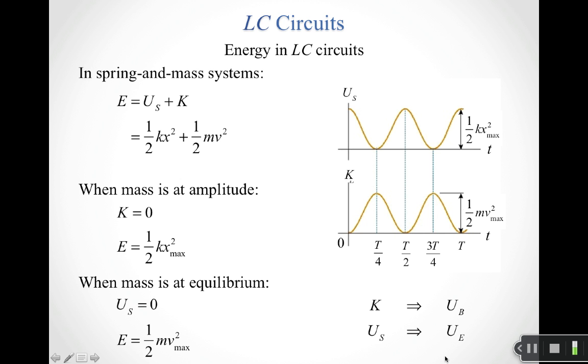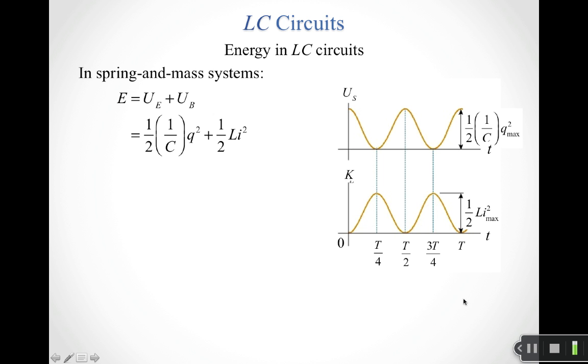Well, we're going to do exactly the same sort of conversion to talk about our LC circuit. So the kinetic energy, we're going to replace with magnetic potential energy. The elastic potential energy is going to be replaced by electric potential energy. So instead of going back and forth between kinetic and elastic potential energy, we're going to go back and forth between electric and magnetic potential energy with our LC circuit.